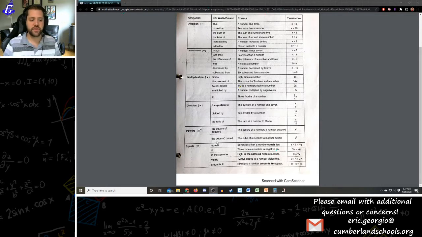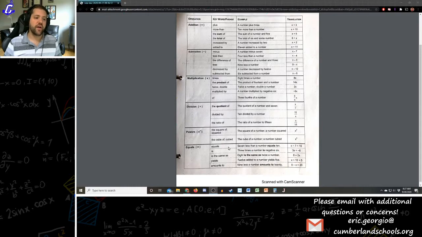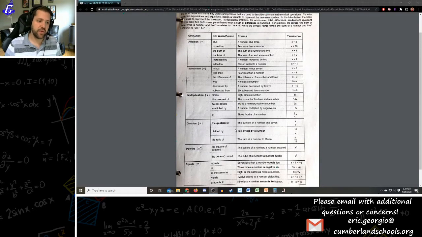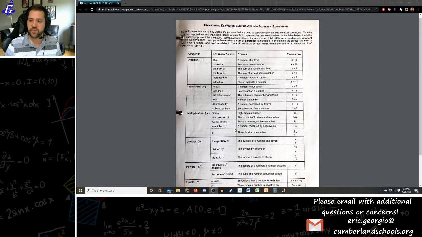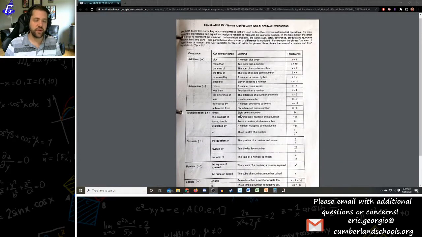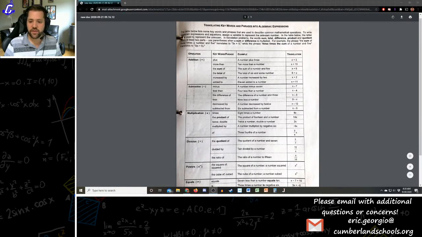And then equals. I think equals is probably the most obvious, but when you see the word equals or is the same as, is equivalent to, amounts to, yields, all those types of words mean that that's when we're going to put our equal sign. Okay, so I think this is a super valuable resource. Again, like I said, I will post it on Google Classroom for you so you can have that to look at.